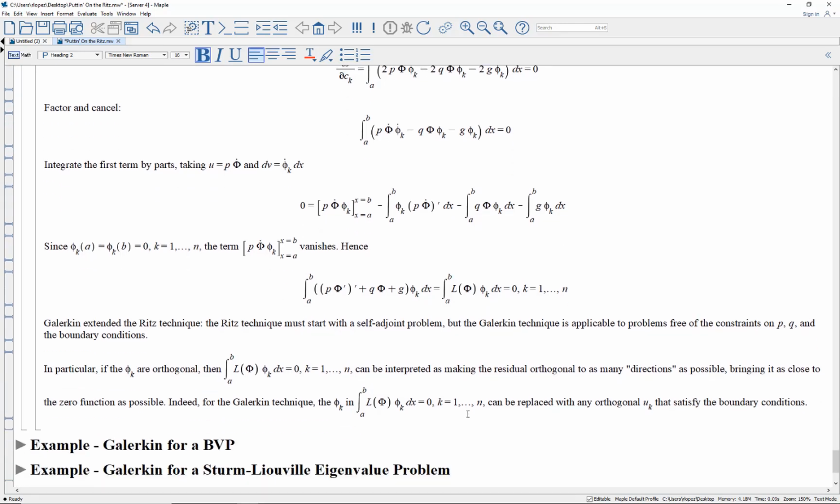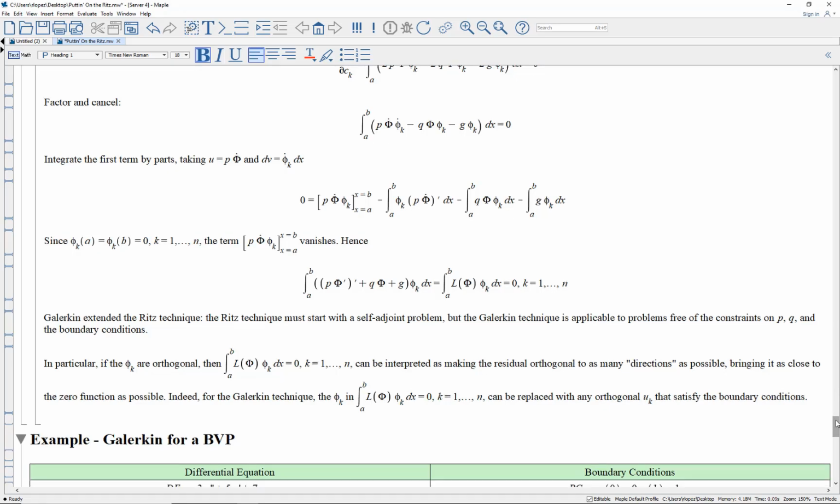So that's what the Galerkin extension is. Choose, instead of phi k in these equations, a set of orthogonal functions, and see if you can get the residual closer to 0 in this integration sense. Okay, let's do an example.